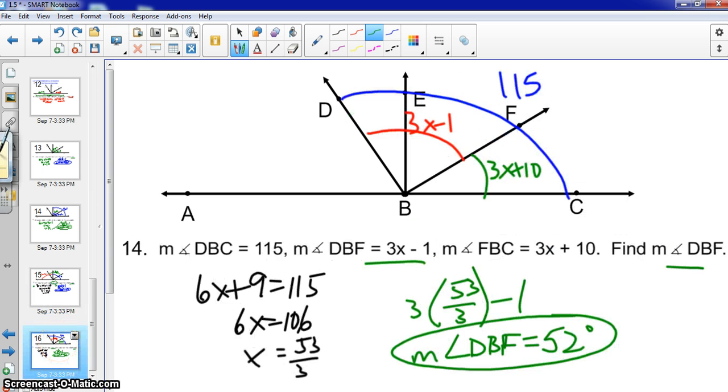In the last problem, notice that the two angles that are given with variables 3x minus 1 and 3x plus 10 together form the angle of 115 degrees. So that gives me my equation. I add them up and set it equal to 115. When I solve for x, I can then plug it back in for angle DBF, which allows me to solve for the measure of the angle of DBF being 52 degrees. And this concludes section 1.5.